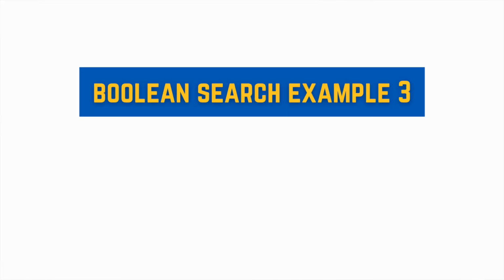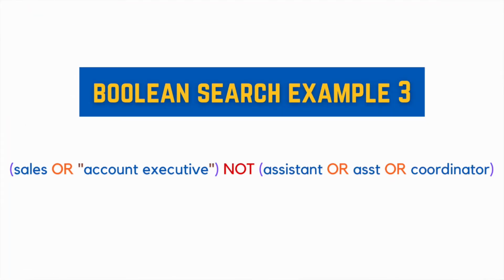The other Boolean operator is quotation marks, and that's when you want to have an exact phrase with the words in consecutive order. Let's say you want to include account executives in your search. In that case, you'd have to put account and executive together in quotes because it's a single phrase. And our search would look like this: sales OR "account executive" NOT assistant OR ASST OR coordinator.